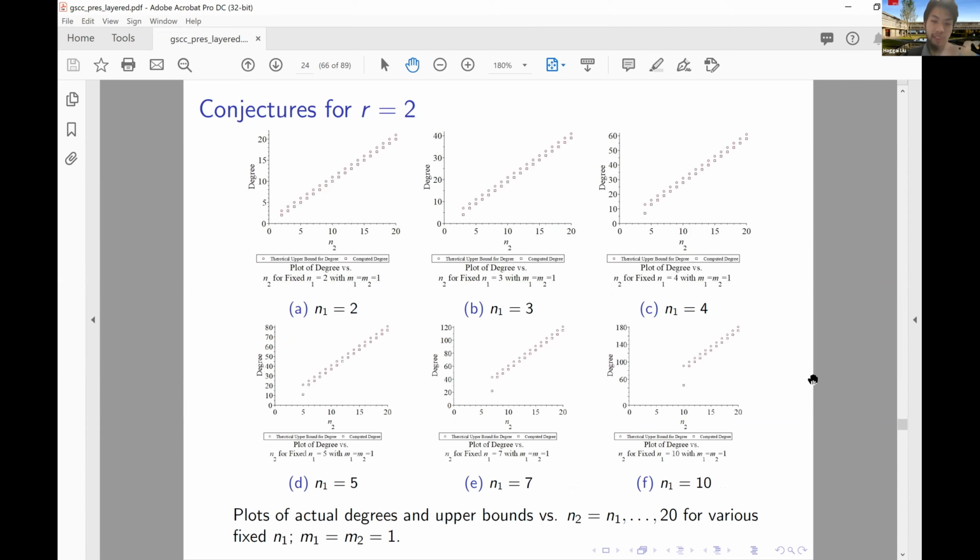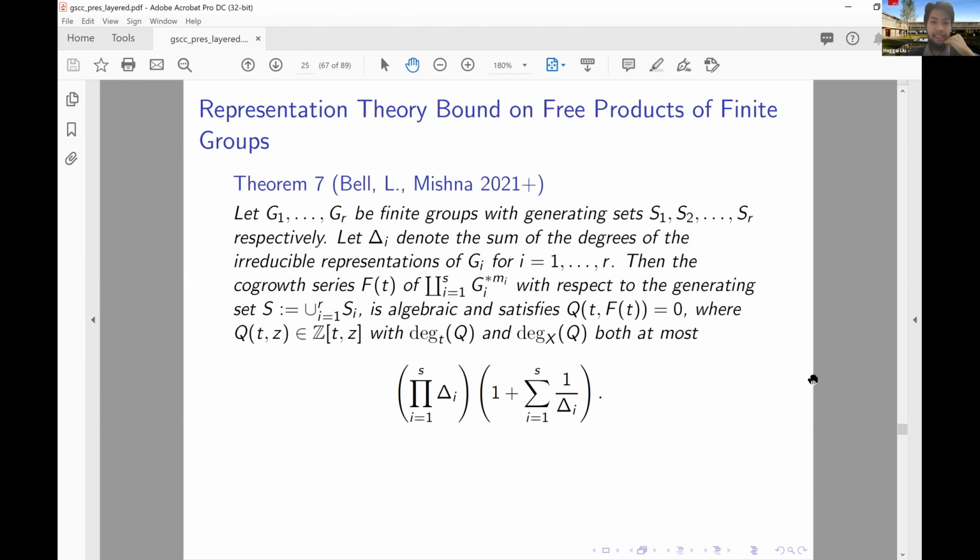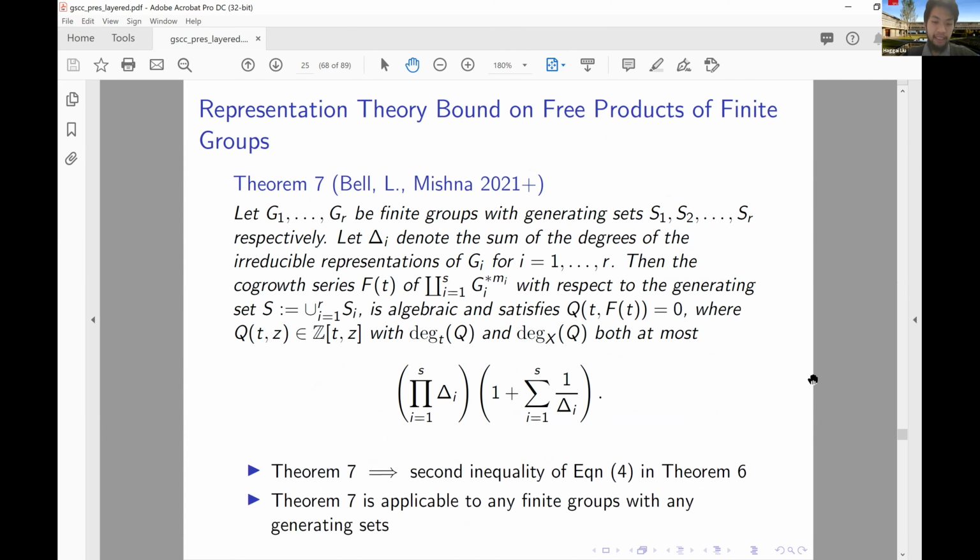You see the squares are the ones we got experimentally, and the circles are the ones we got from the theoretical upper bounds that we've been discussing. So using representation theory, we get another case for a general finite group with arbitrary finite generating sets. And the important thing is that this theorem can be used to get the second inequality of equation 4, but not the first one. So I got something slightly stronger, but this one's more general purpose.